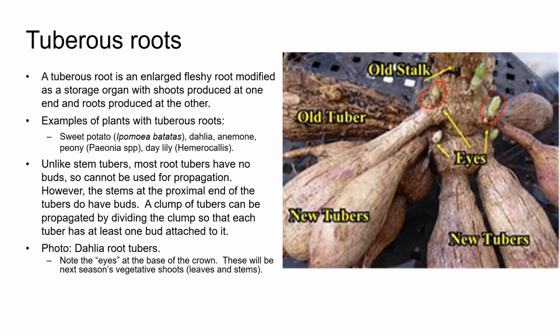The clump here could probably be divided into 4 or 5 tubers, each with an eye. And these eyes will be next season's vegetative shoots, the leaves and the stems. Looking at this photo, you can see that the amount of propagation material is quite limited when you're working with dahlias. A better method of propagation for dahlias, where you end up with more material, is to clonally propagate them from stem cuttings.